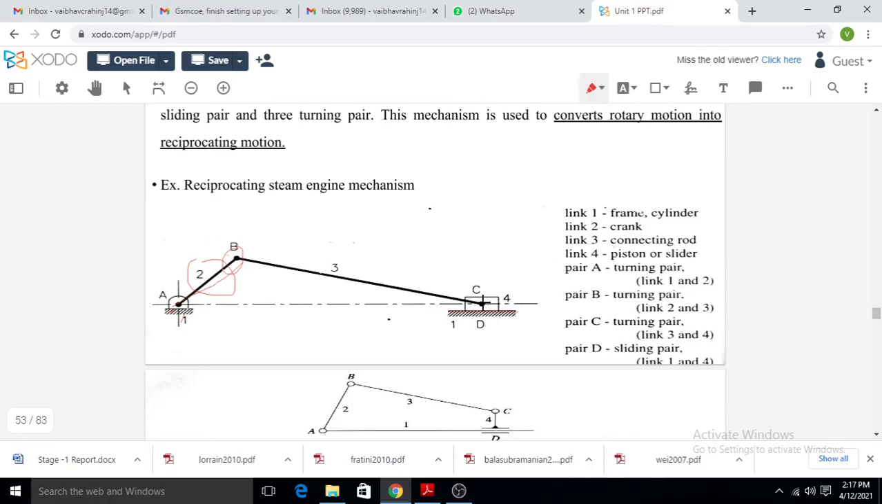At point D means the contact between this slider and this frame, or slider and cylinder, the sliding pair will be present. In link 4 and link 1 a sliding pair is present. The contact between link 4 and link 1 is sliding, so between link 4 and link 1 the sliding pair is present.